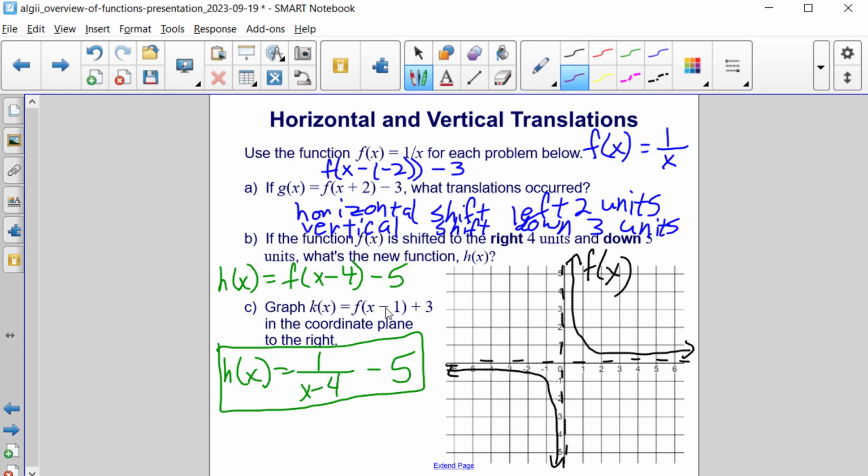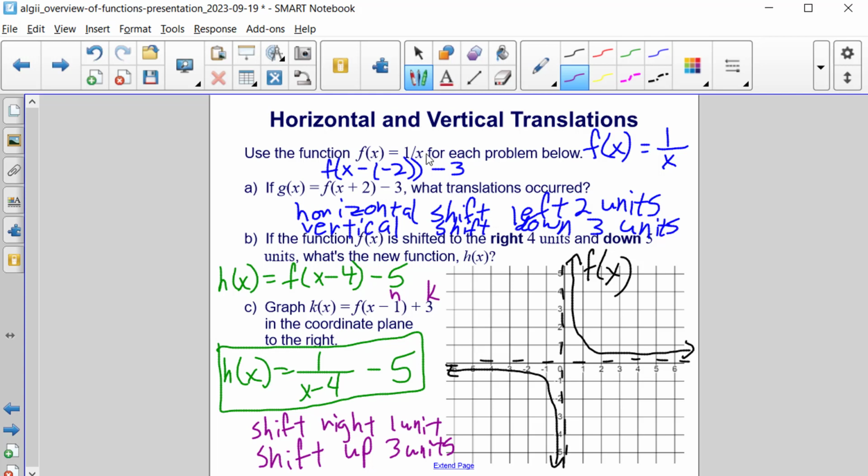So that means this minus 1, h is positive 1. So we're going to shift it to the right 1 unit. And we have a plus 3. That's our k value. So we're going to shift up 3 units.